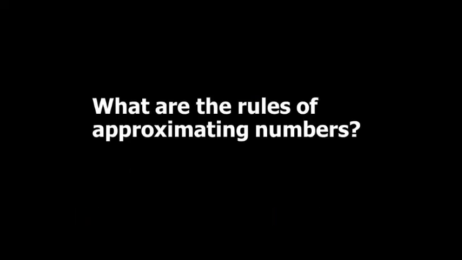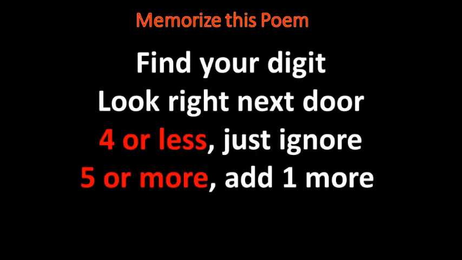What are the rules of approximating numbers? Let's see what the rules are. الرولز هنا القواعد هتكون عبارة عن ان احنا نحفظ البويم اللطيفة دي. بويم يعني قصيدة لطيفة صغنونة. بيقول إيه؟ Find your digit. Look right next door. 4 or less, just ignore. 5 or more, add 1 more. Again, find your digit. Look right next door. 4 or less, just ignore. 5 or more, add 1 more. Let's see how to use it.